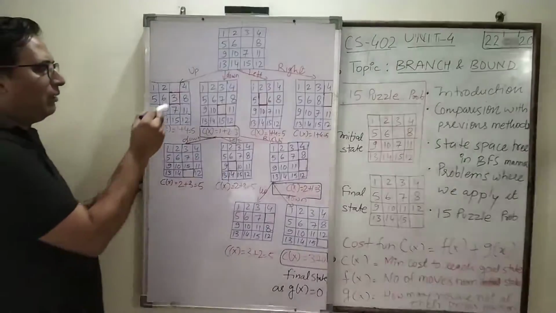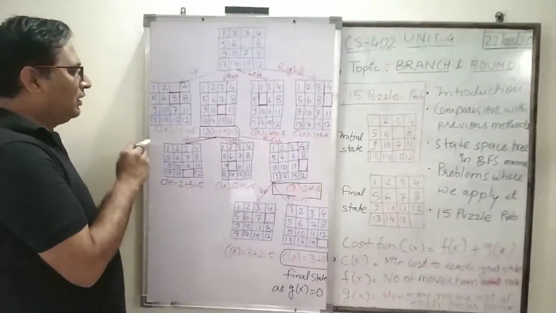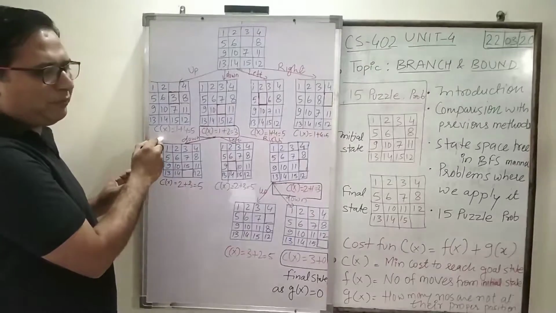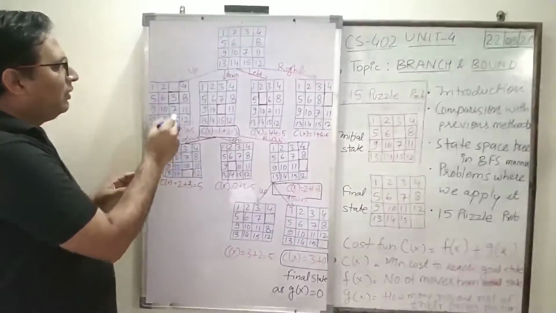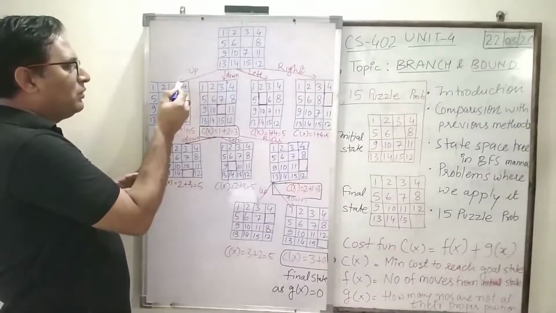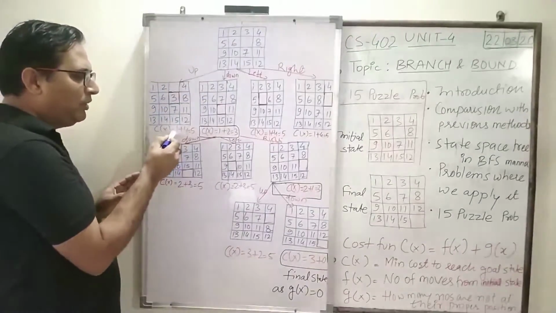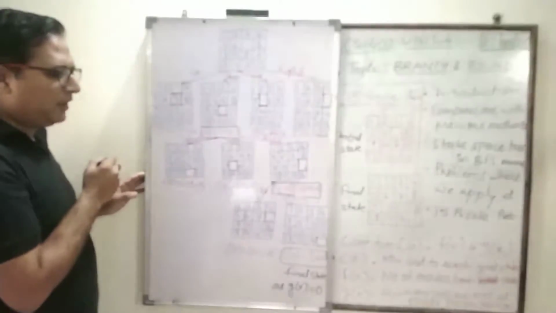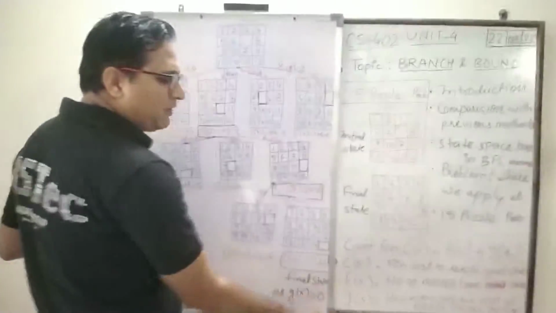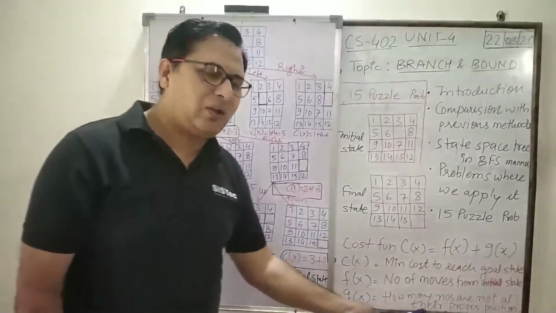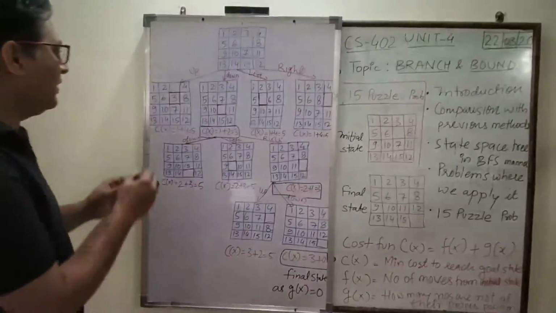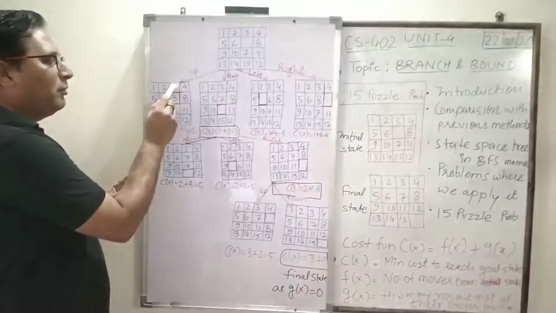So for this up movement, we will calculate the cost. Here c of x will be equal to f of x plus g of x. You can see, coming from this step to this step, we have taken an up movement. So how many movements? 1 movement. And then we will calculate what? g of x. What is g of x? How many numbers are not at the proper position? You can see 1, 2, 3 are not at the proper position.